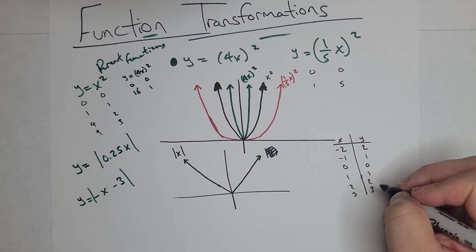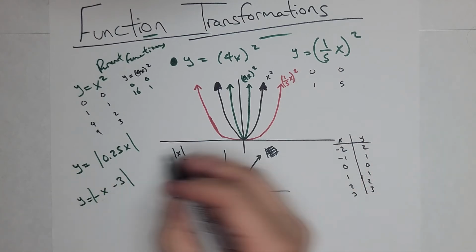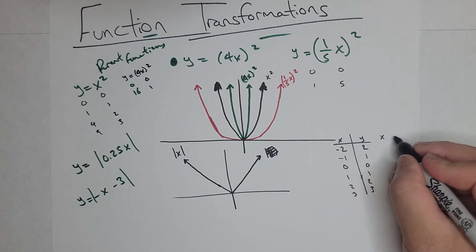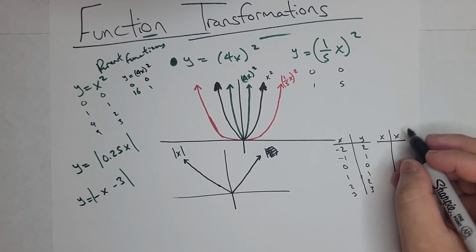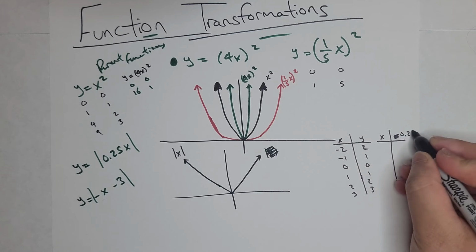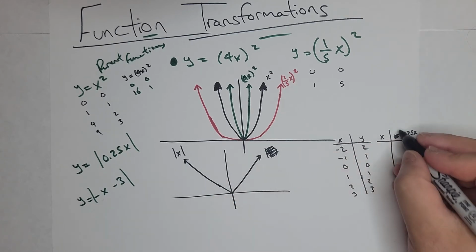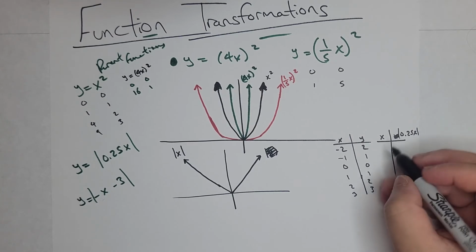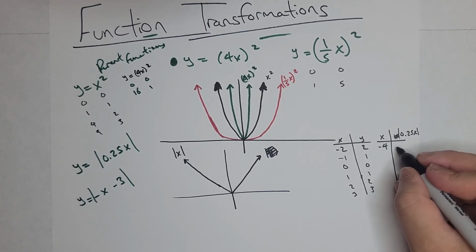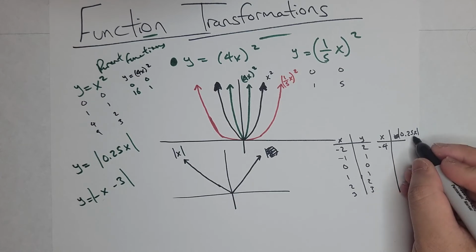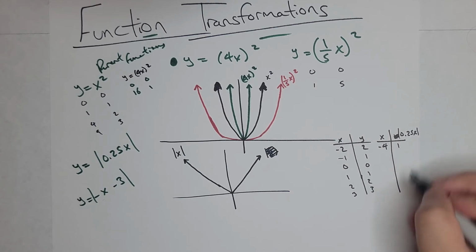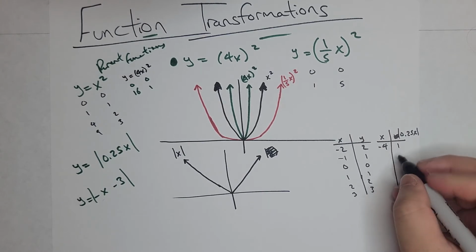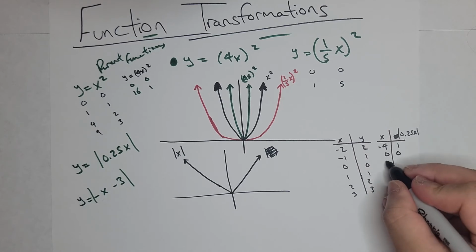So let's do this one first, 0.25x. So if we were to write this out, x and y. Remember, x is being divided by 4. 0.25x, which is our y absolute value. So let's write -4, and that'll give me 0.25 times -4 will give me -1, but the absolute value of that will be 1. And same with 0 will be 0, 4 will be 1.